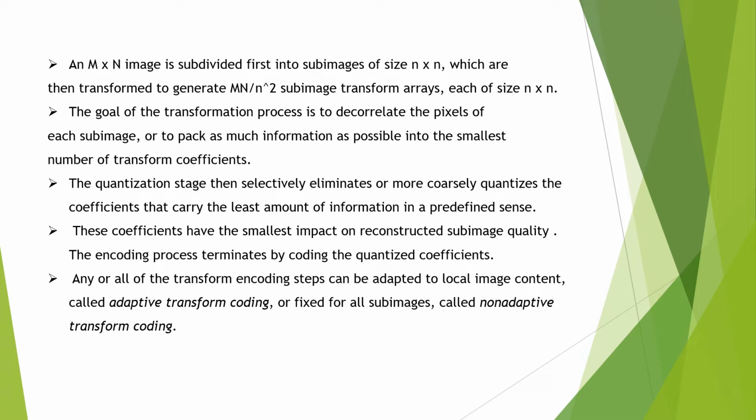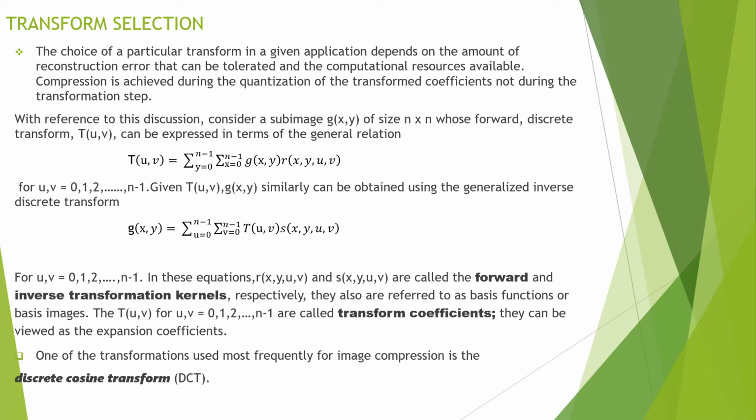So first an m into n image is subdivided, and we also have the criteria here about this block diagram. Transform selection. Since we have a variety of transformations for transforming image data, we need to choose the most accurate transformation to transform the data. So the choice of a particular transform in a given application depends on the amount of reconstruction error that can be tolerated and the computational resources available. Compression is achieved during the quantization of the transformed coefficients, but not during the transformation step.